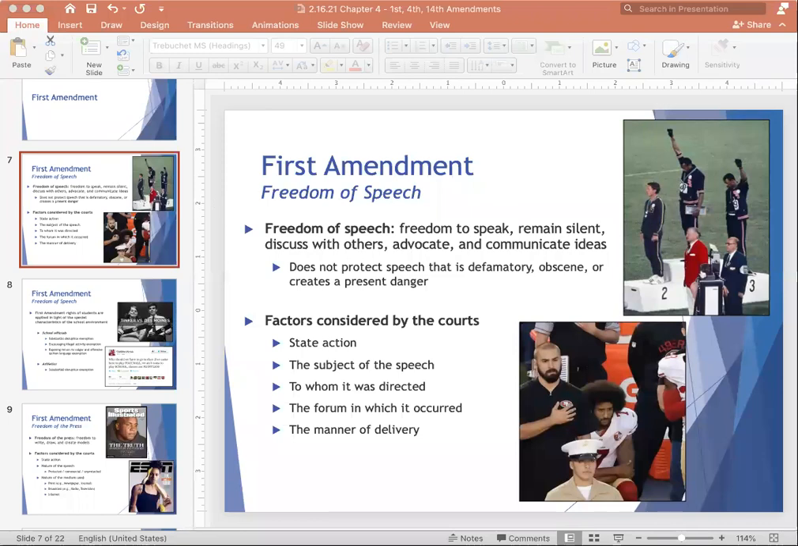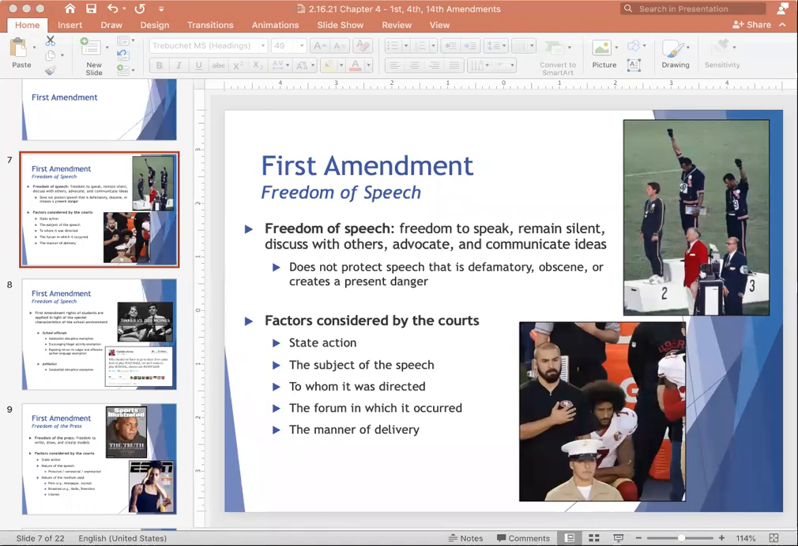So defamation, obscenity, fighting words, words that create clear and present dangers, so that might be like shouting bomb in an airplane and causing panic. Speech that advocates the commission of a crime, and then sometimes speech that is lewd or slanderous, libel. All of those types of speech are unprotected because they are not for the good of society. However, the majority of speech is protected.